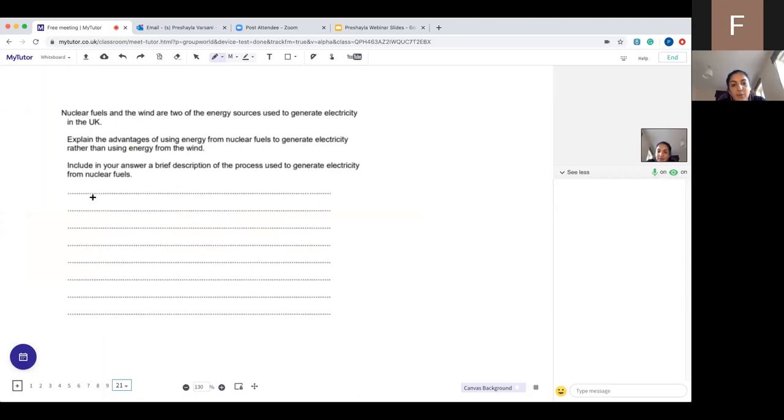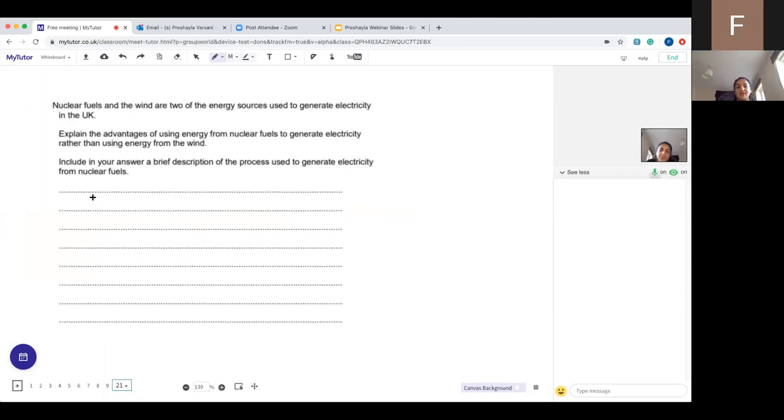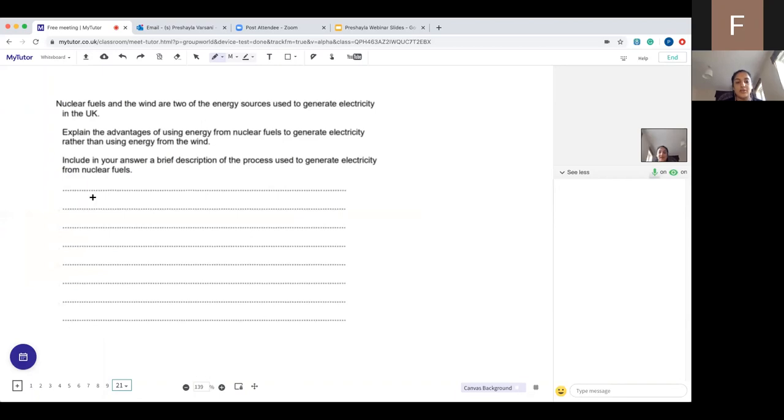Okay, so this is a long answer question, and I think it's a 4-mark question, which comes up in the GCSE quite a lot. So it takes 2 different energy sources and it makes you compare them to each other, talking about the advantages of using one over the other. Okay, so really common GCSE question.